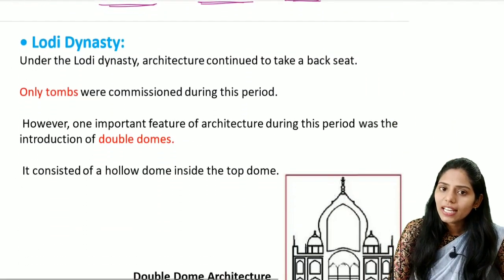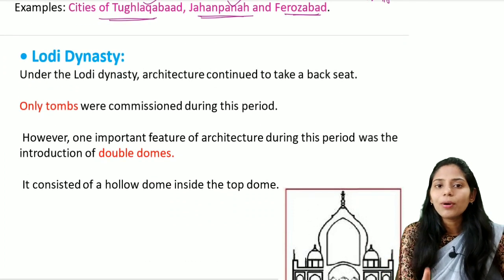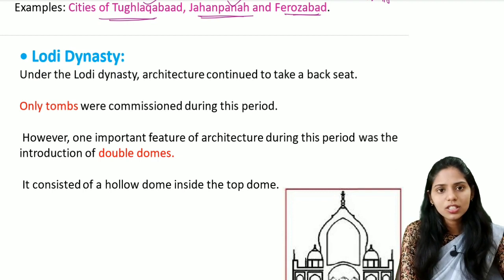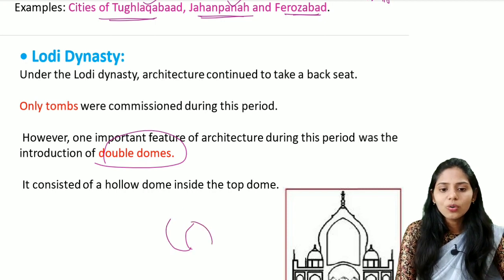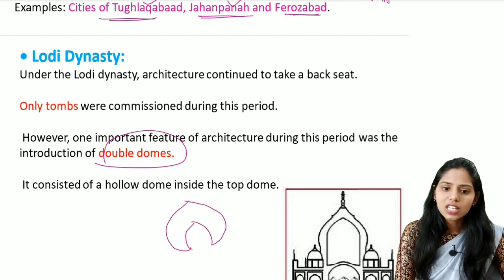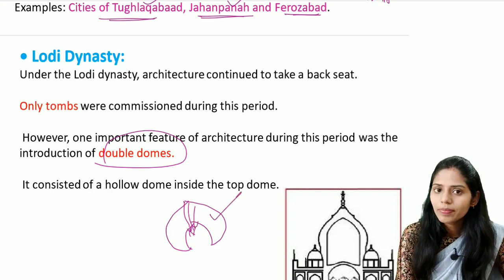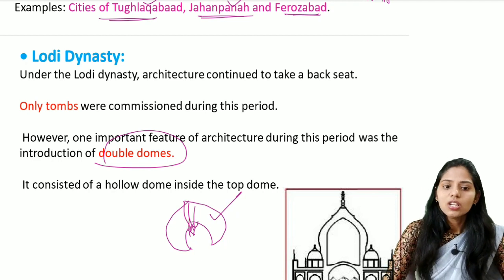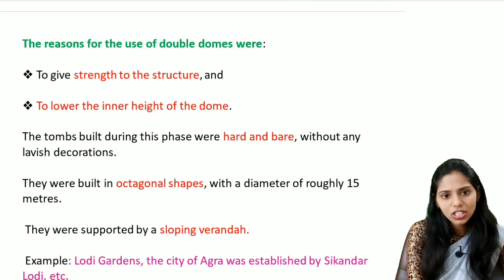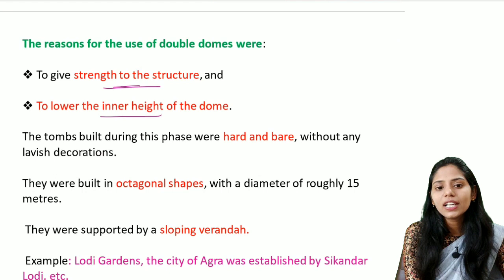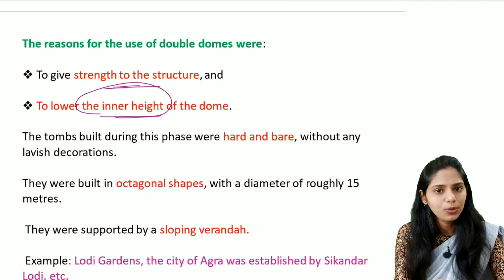Next is the Lodi Dynasty. Under the Lodi Dynasty, there was again a setback, but one important prominent feature that came into existence was the double dome. If there is a dome placed like this, and over it another dome is built, what is the use? This dome gives strength, and it also decreases the space. The important reasons for the double domes are that it gives strength to the structure, and it also lowers the inner height of the dome. These are the important features that developed during the Lodi Dynasty.